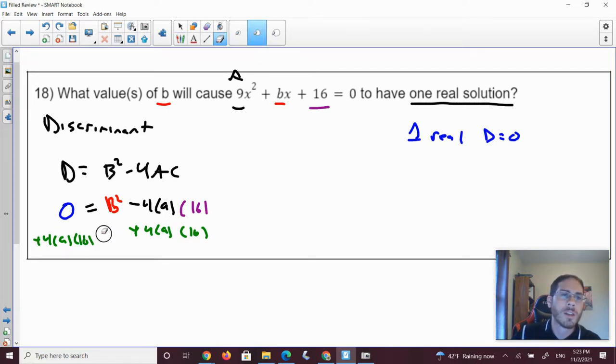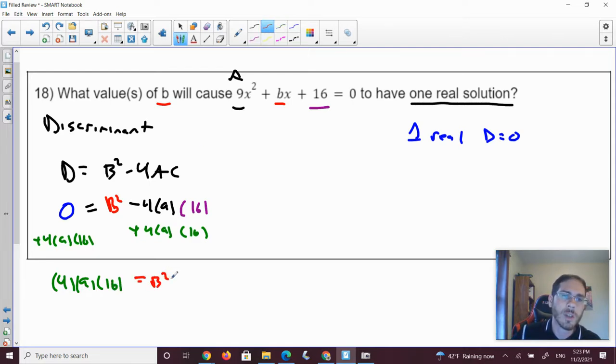Oops, not that. And what I'm going to end up with is, it's going to look weird right now, but 4 times 9 times 16 equals b squared. Now, the reason I didn't care too much to do that is I know what my next step is going to be. I have to square root both sides.